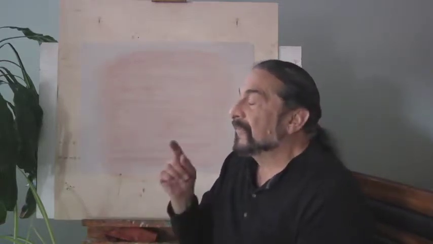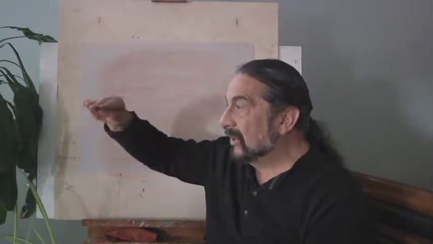Now, the first and most important thing that you do when you start a drawing is to establish the horizon. Now, what is the horizon? My students ask me all the time, what's the purpose of a horizon? The horizon creates your point of view. And it always, always, always is straight out from your eye level.